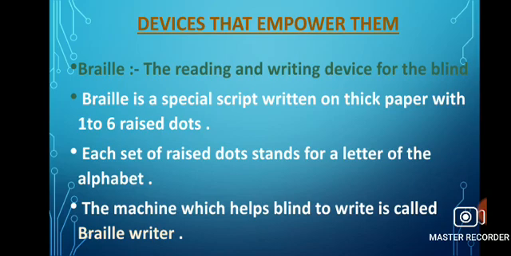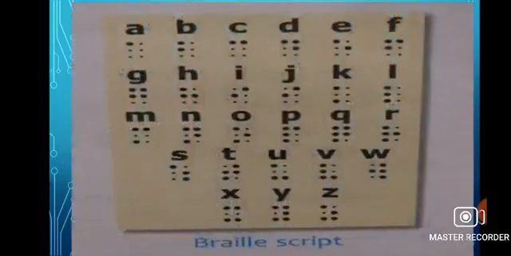In Braille script, each letter has a set of raised dots. When a person rolls his finger on these dots, he or she can understand which letter is denoted by the pattern. In this way, they can recognize the letter. They use their sense of touch as we use our eyes. Here in this picture, you all can see the image of Braille script.